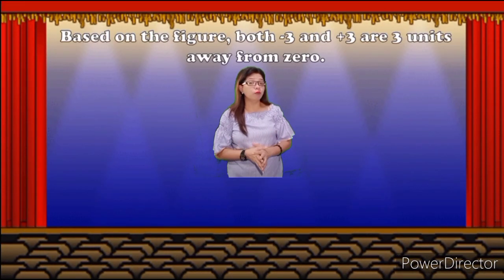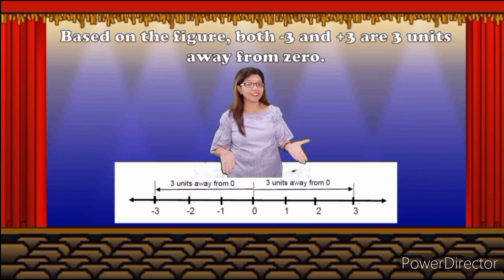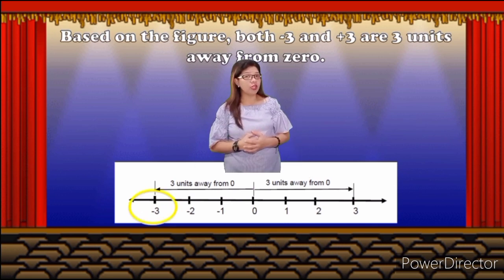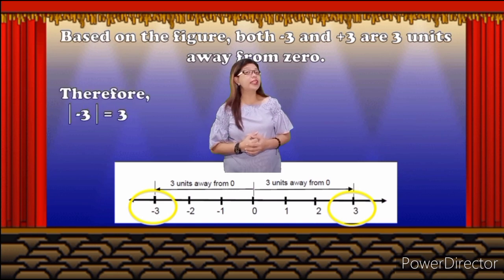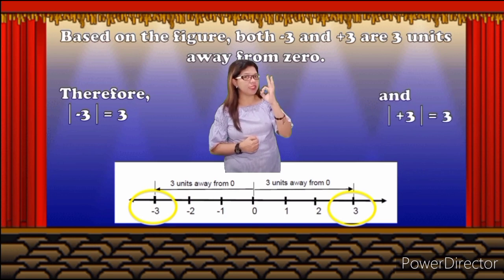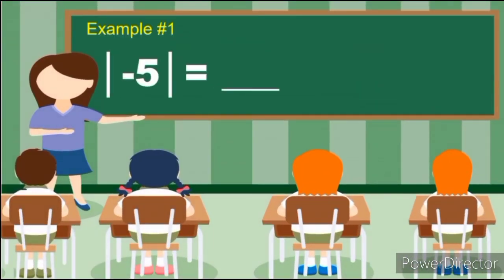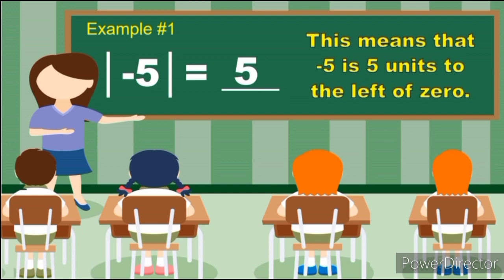Based on the figure, both negative 3 and positive 3 are 3 units away from 0. Let's try this number line. Therefore, the absolute value of negative 3 is equal to 3, and the absolute value of positive 3 is also equal to 3. Now let's have example number 1. What is the absolute value of negative 5? Correct, 5. This means that negative 5 is 5 units to the left of 0.